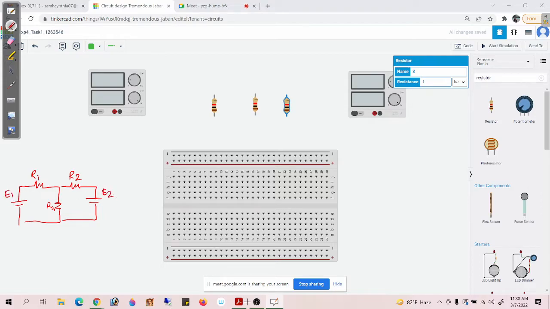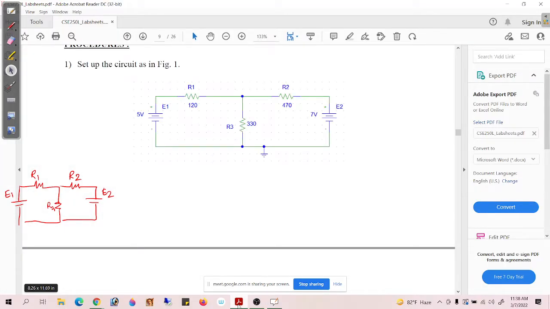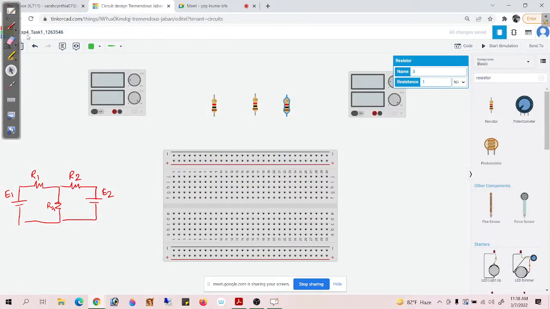So R1 has a value of maybe 120. These are all in ohms, so I'm not writing it, but these are all in ohms. And E1 is 5 volts and E2 is 7 volts. Let us all try to put this circuit on the breadboard. Please guide me through this.